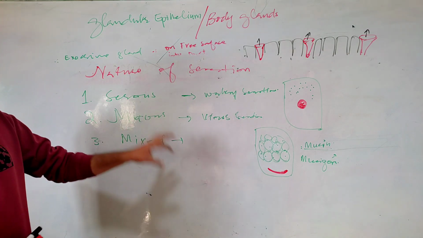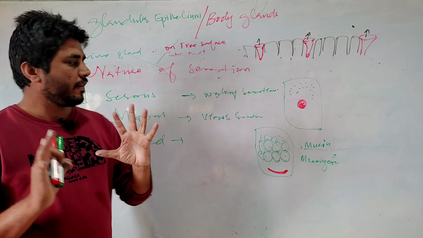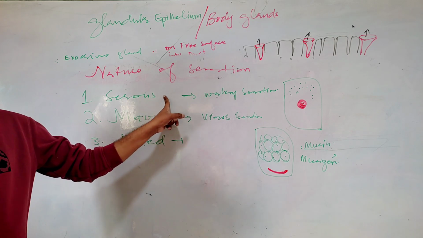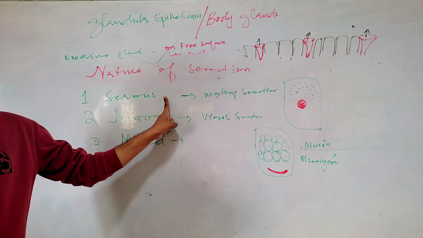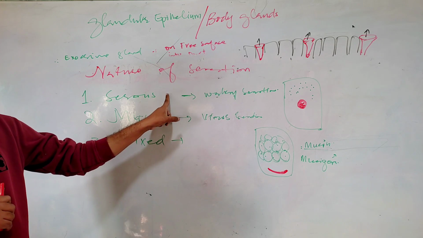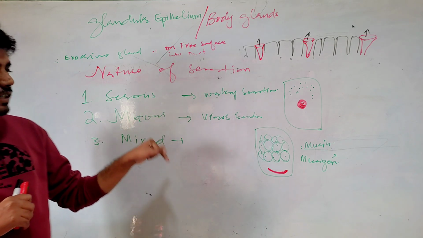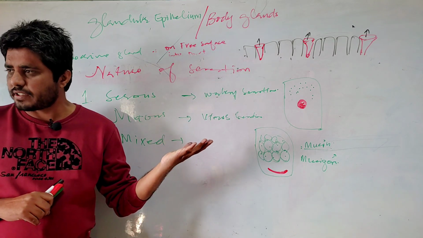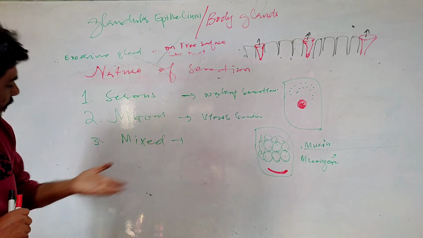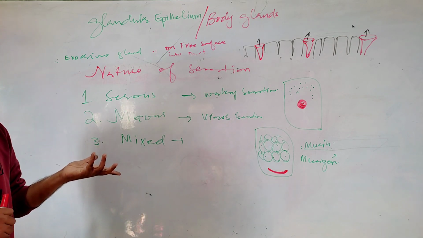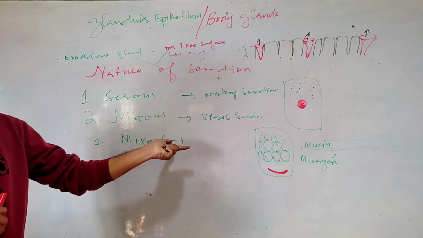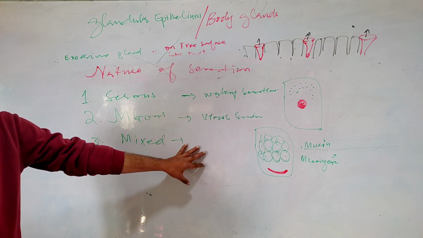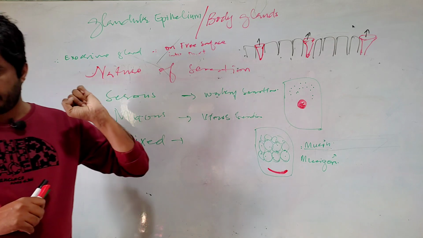That's clear. Looking at examples of these cells, the best example for serous is the exocrine part of the pancreas. For mucus, it is better to say the goblet cell is the best example. For mixed, there are many glands in the body which have the ability to produce both kinds of secretions. That's clear.